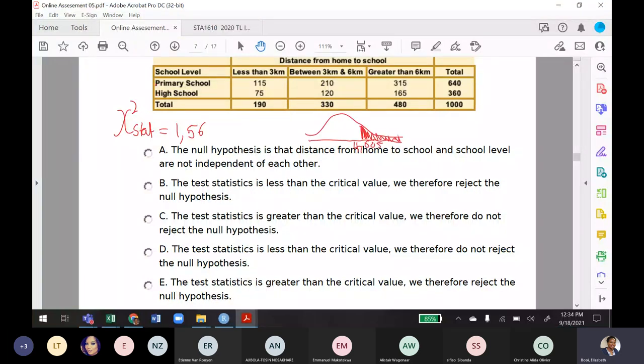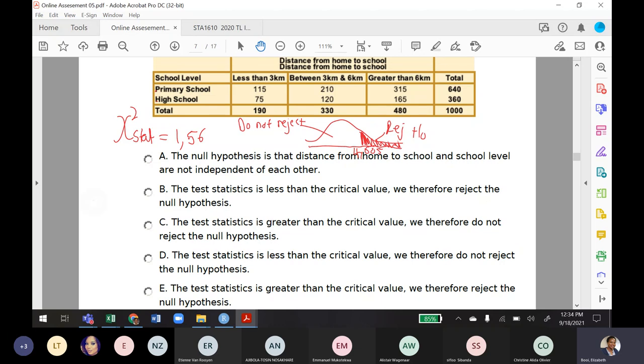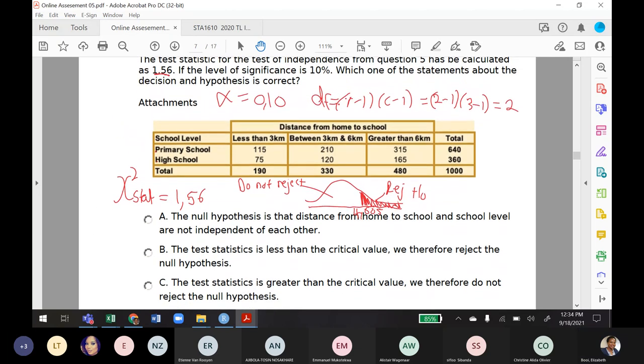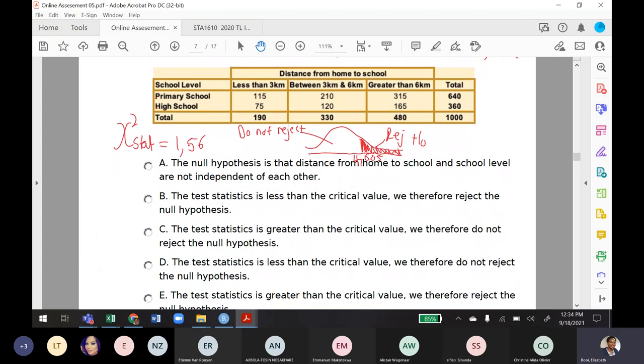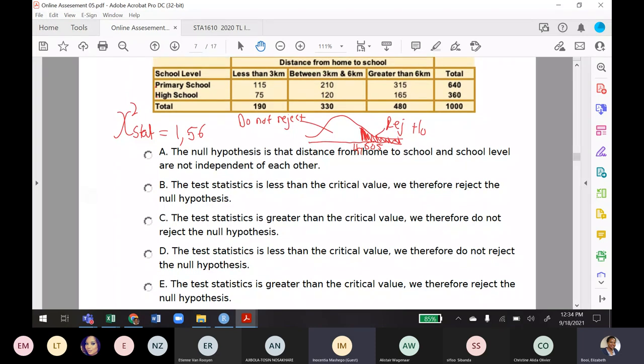Now take the test statistic. Where does it fall? Because if it falls here, we're going to reject the null hypothesis. If it falls here, we do not reject the null hypothesis. Where does 1,56 fall? Do not reject. It falls in the do not reject region. Therefore, it means the null hypothesis is true. So now let's make a decision.